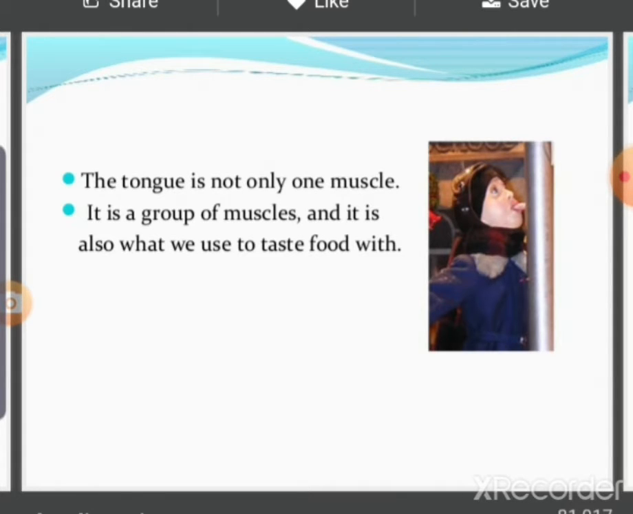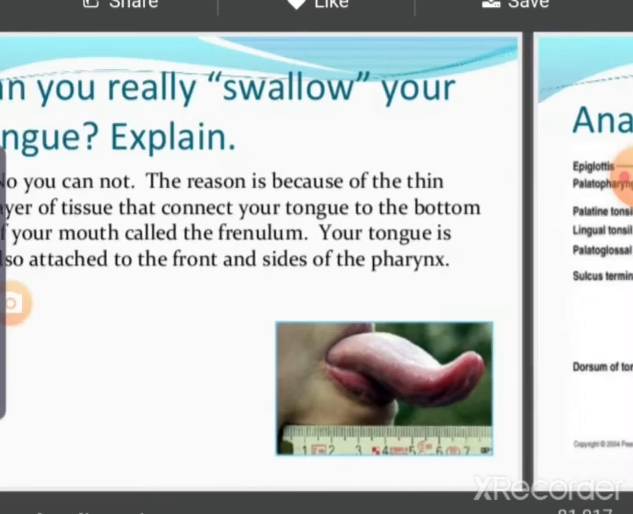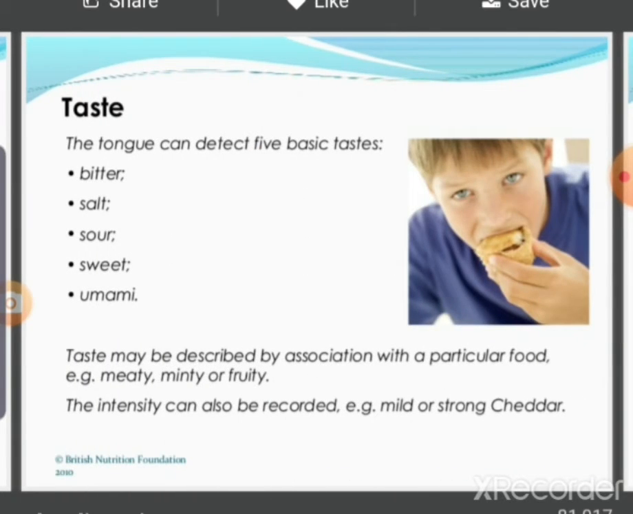Next is the tongue. So the tongue is not only one muscle, it is a group of muscles, and without the tongue we cannot taste anything, we cannot taste our food. Okay, so on our tongue we taste different basic types of taste, that is bitter, salt, sour, sweet.